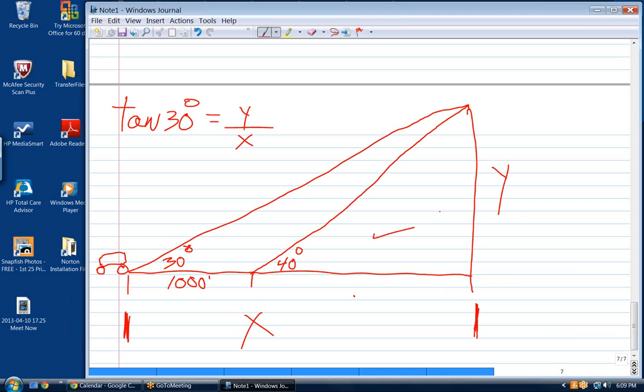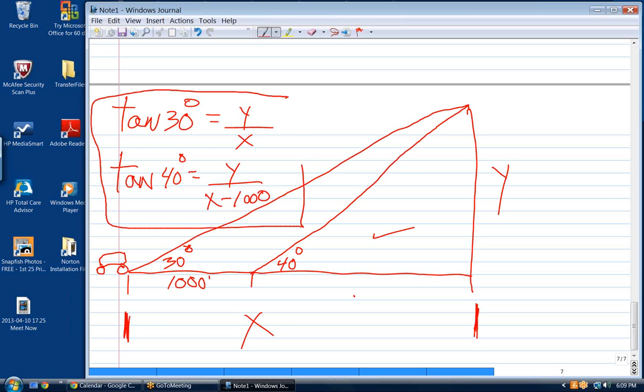Now let's look at this triangle. What can I write? You could do y over 1,000 minus x, or x minus 1,000. Good. Now look at what we got. 2 equations, 2 unknowns. Only 2 unknowns. Means we can solve for both x and y.